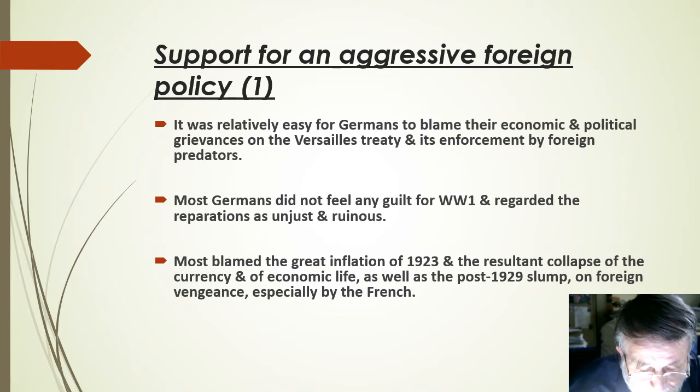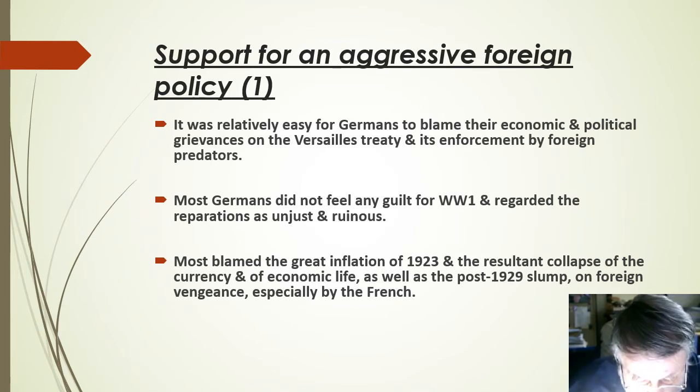For the success of the Nazis and Hitler's eventual winning of German acquiescence in an aggressive foreign policy, it was essential that Germans blamed their economic and political grievances on the Versailles Treaty and on its enforcement by foreign predators, as they saw them. Most Germans did not feel any guilt for World War I and didn't accept that the reparations and other consequences of the Versailles Treaty were fair. Rather, they saw them as unjust and ruinous.